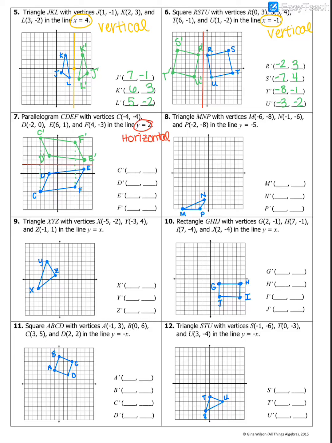So C prime is going to be negative 4, 8. D prime, not O prime or Q prime, is negative 2, 4. E prime is 6, 3. And F prime is 4, 7. Okay, let's do one more like this. So we're going to use another horizontal line. Y equals negative 5.